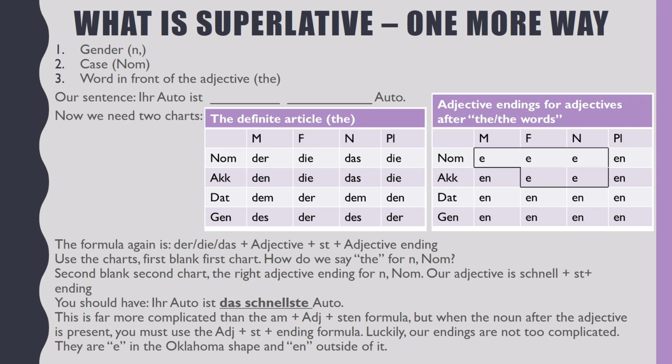You can also say Ihr Auto ist das schnellste. Her car is the fastest, with car being implied. This is obviously far more complicated than the plus adjective plus sten formula, but when the noun after the adjective is present, you must use the adjective plus st plus ending formula. Luckily, our endings are not too complicated. They are e if they are inside the Oklahoma shape, which I've outlined for you, and en if they are outside of the Oklahoma shape.